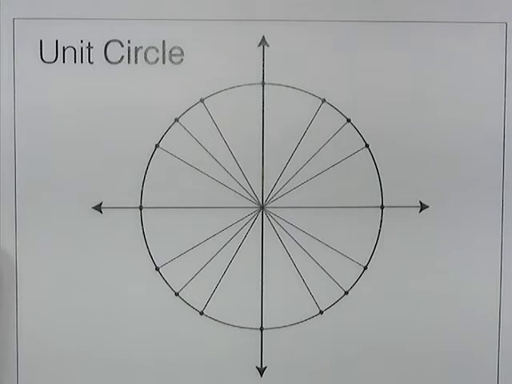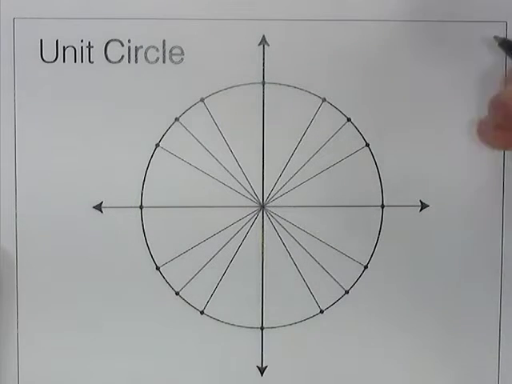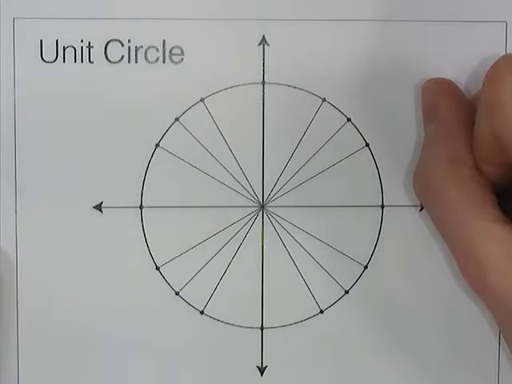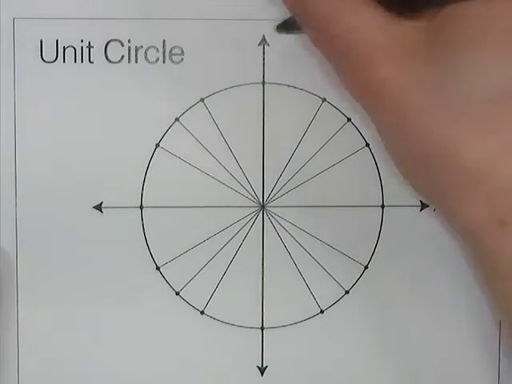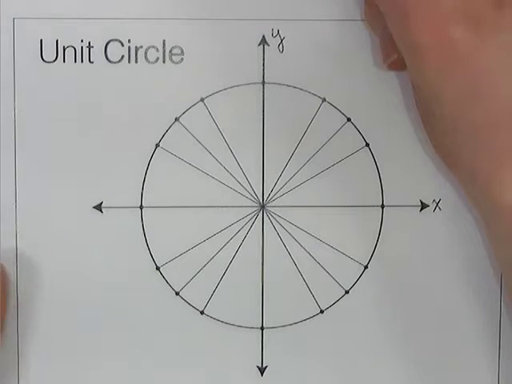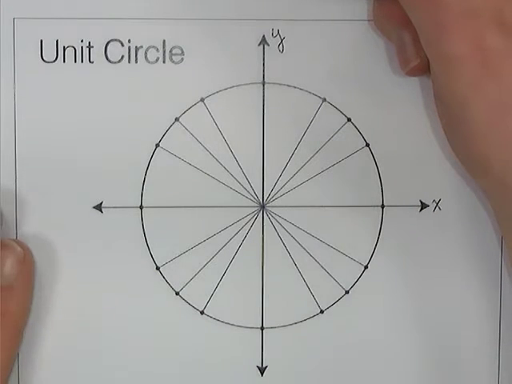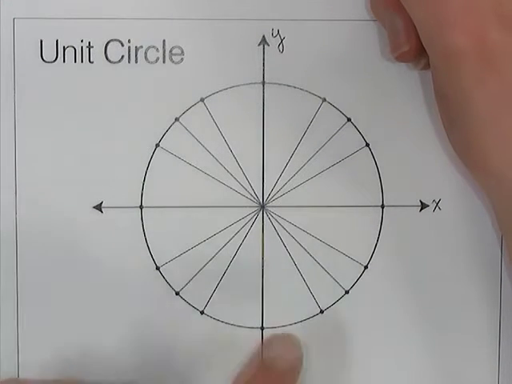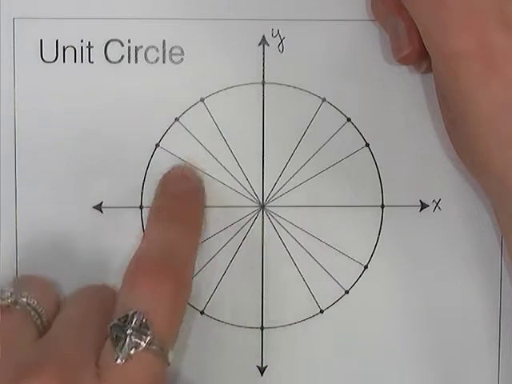Now for the good part, the unit circle. Let me just begin by labeling my axes. That's the x-axis, and that's the y-axis. Now what I'm going to do is label all the degrees going around this circle.